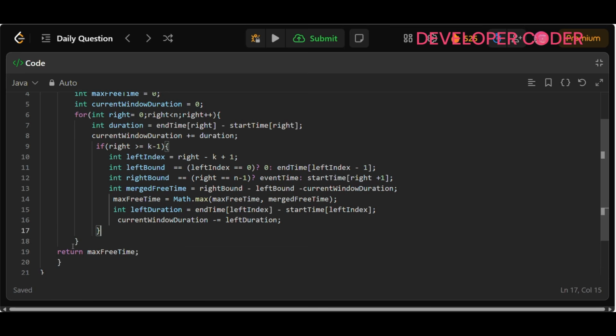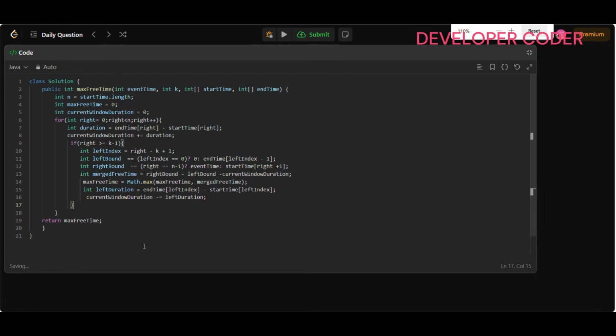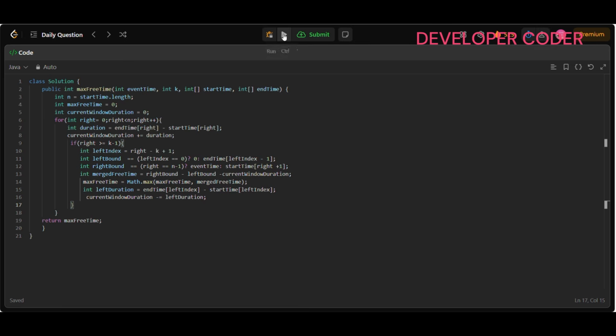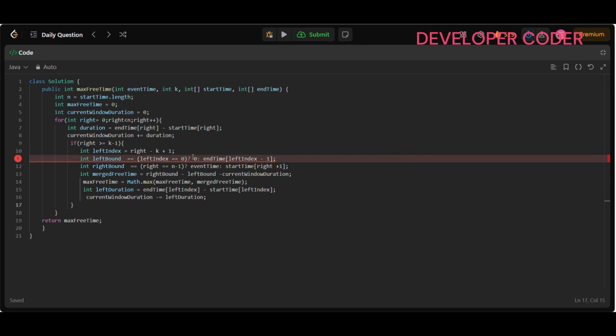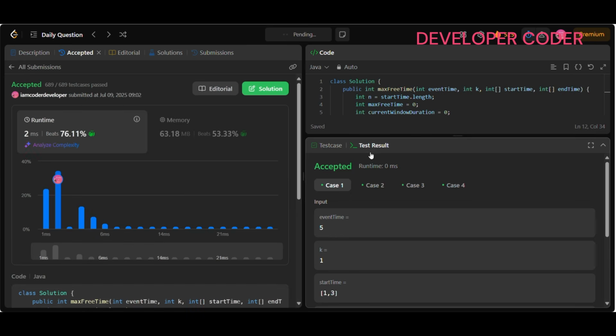That's it. So now in this we're not using the prefix sum. Let's run it and see if there is any code issue, and we'll try to fix that. So yes, there are some issues. Here, int left bound has a double equal to; it should be a single one, right? Let's run it again. So see, all the test cases have been accepted. Now let's submit it.